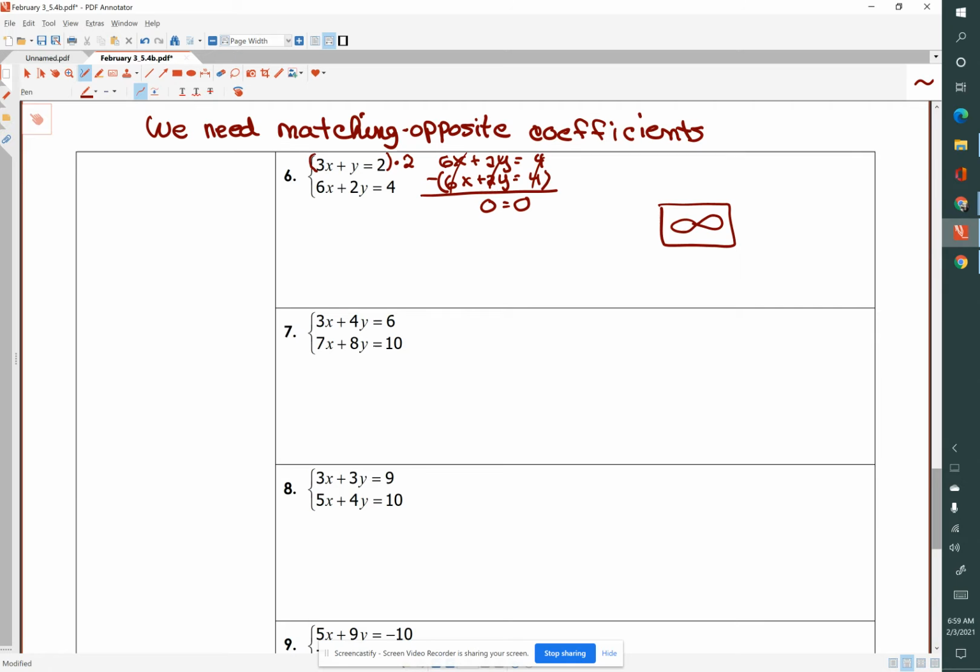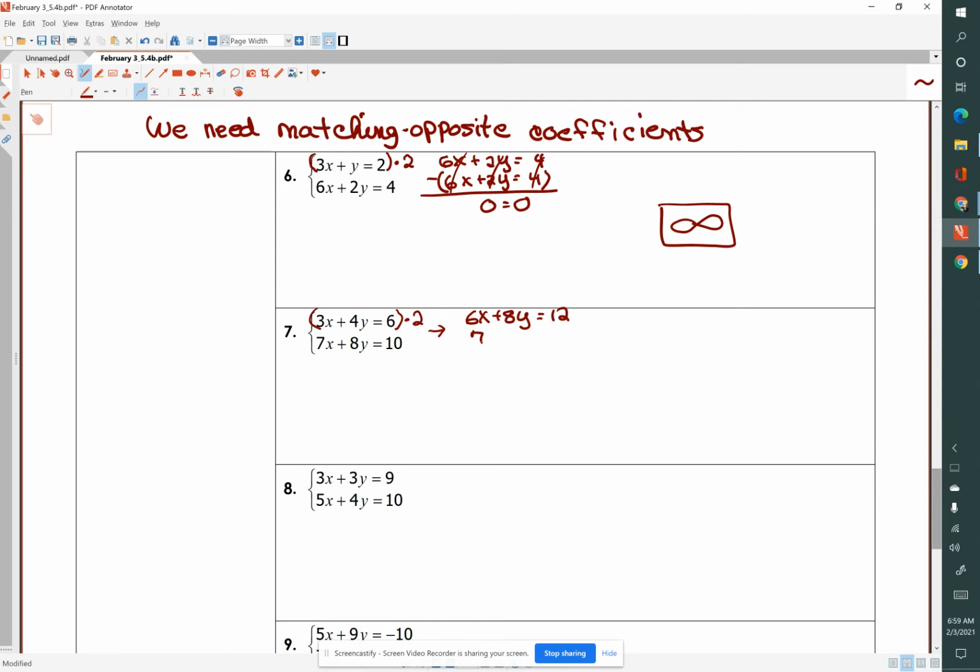So the second problem, we have 3x plus 4y equals 6. And the second equation, 7x plus 8y equals 10. So it looks like I can multiply this first equation by 2, and I will have 8y in both equations. So let's go ahead and do that. And 3 times 2 is 6x. 4y times 2, that's a positive 8y, equals 6 times 2 is 12.